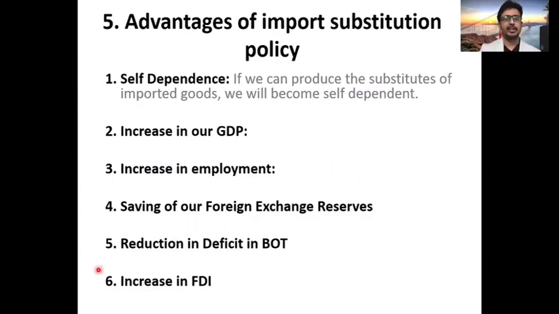Number five is reduction in the deficit in the balance of trade. The balance of trade is basically a systematic record of a country's imports and exports for a given year. Now, because of the policy of import substitution, our imports will decrease as compared to the exports, and as a result, there will be a lesser deficit in the trade balance.